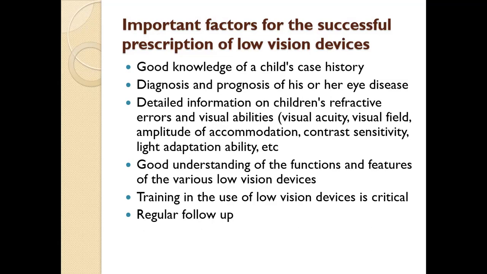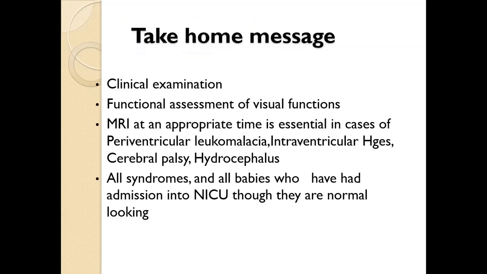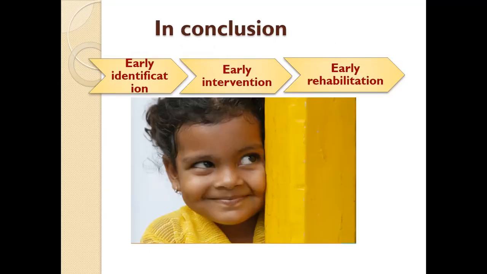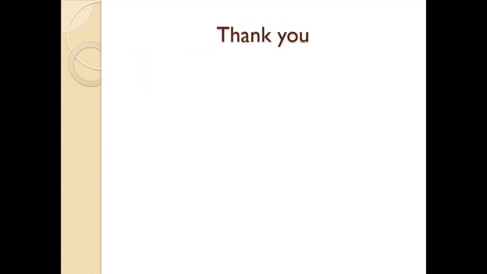So we have to consider these important factors: good knowledge about the disease and the patient's history. And most of the time, we should not take it for granted that it is congenital. Many times acquired cases can get missed because parents noticed it later. So imaging, wherever possible and wherever needed, we should not hesitate. All syndromes and all babies who have had admission in NICU have to go through regular evaluation. So with early identification, early intervention, and early rehab, we can make them near normal. Thank you.